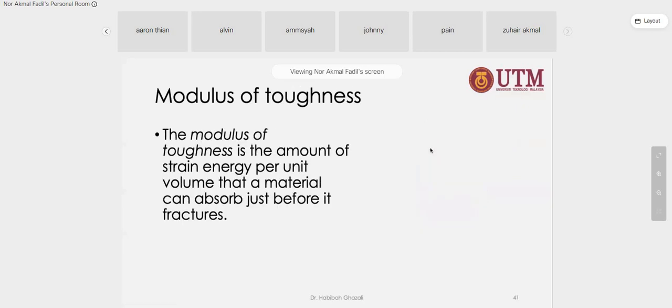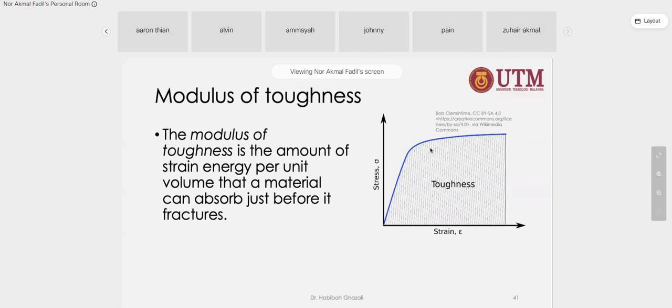So the modulus of toughness is the amount of strain energy per unit volume that a material can absorb just before it fractures. This is defined as toughness. Whether you have high ductility or low ductility, if we talk about toughness, basically we look at how large the area under the curve is, which reflects the toughness of the material.